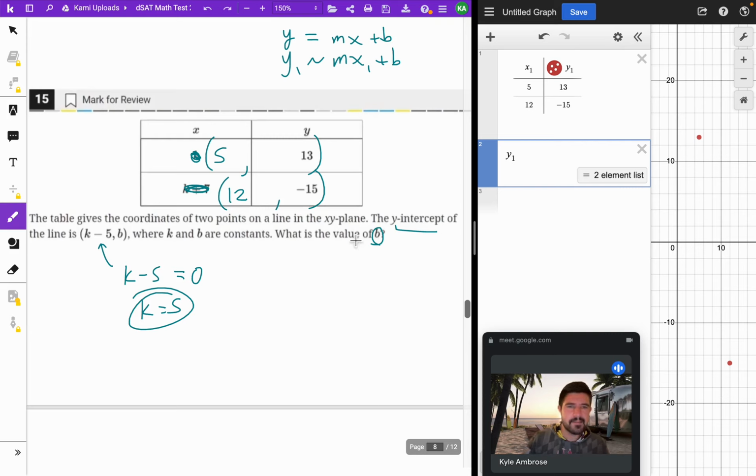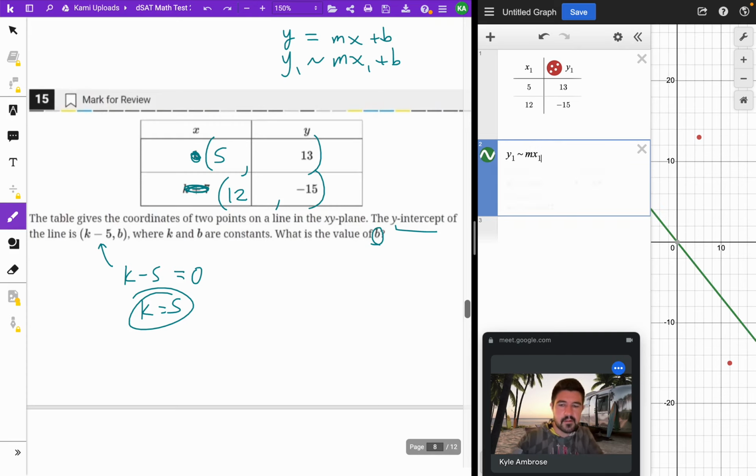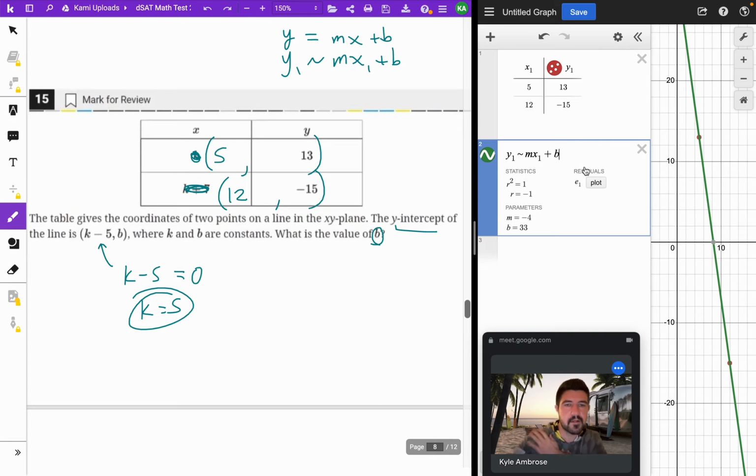So why do I type in y1 is approximately mx1 plus b? Well, first of all, the y1 and the x1 are referring back to the table, so Desmos knows that we're going to use the points from the table. And I use the approximately because Desmos is going to approximate the line, right? It's going to guess or try its best. And sure enough, it nails it.